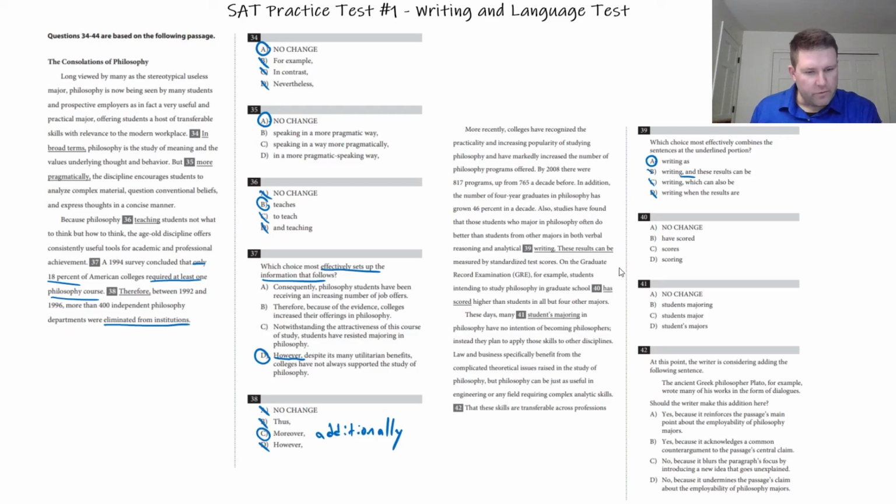And then looking at 40: on the graduate record examination, GRE, for example, students intending to study philosophy in graduate schools.